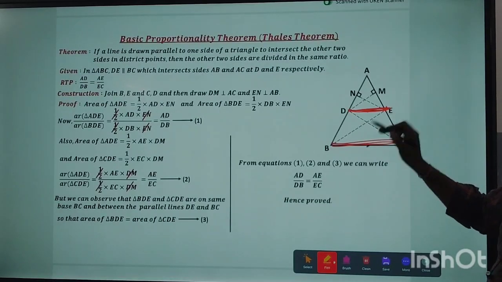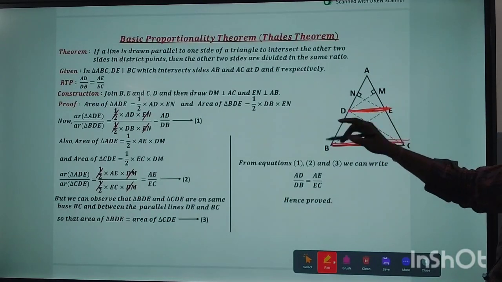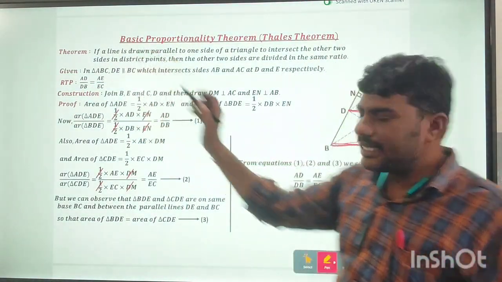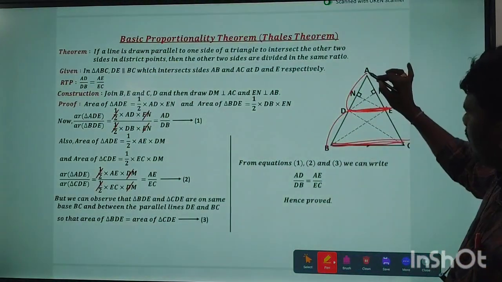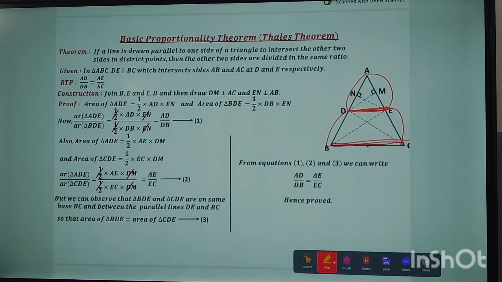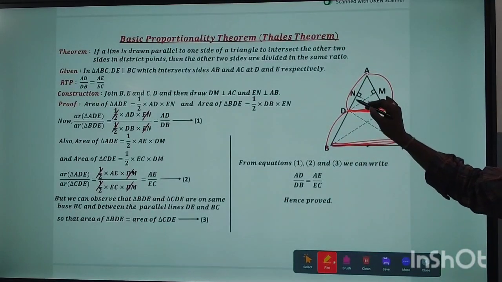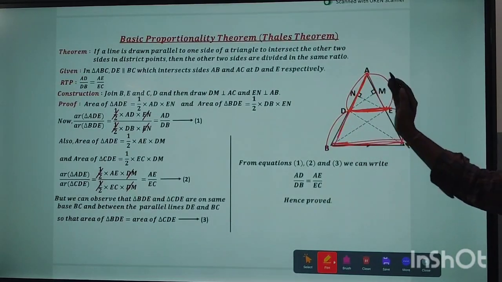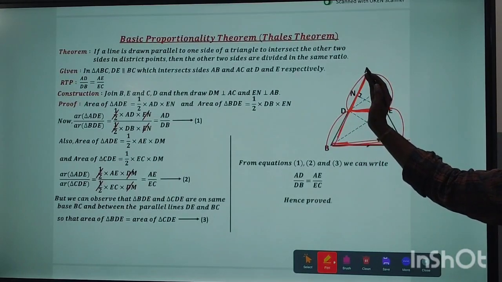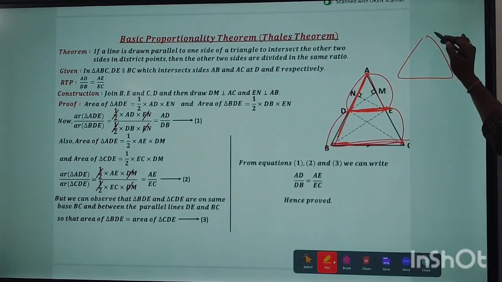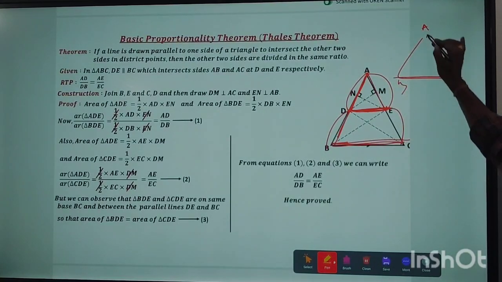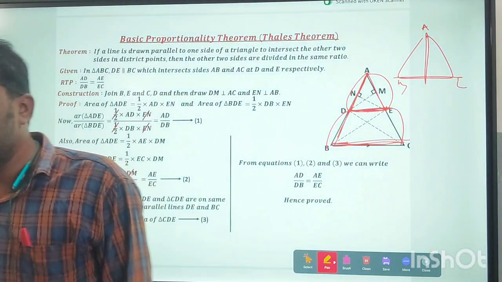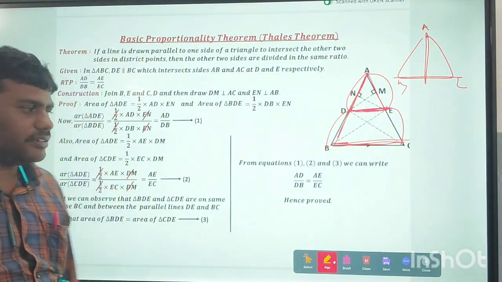Okay, so next one, here construction. Observe here, required to prove AD by DB equal to AE by EC, means AD by DB equal to AE by EC. Okay, so here AD by DB, this triangle take once, one side triangle take first. So this is ABC, this is base, this is height only. So area of triangle formula is half into base into height.